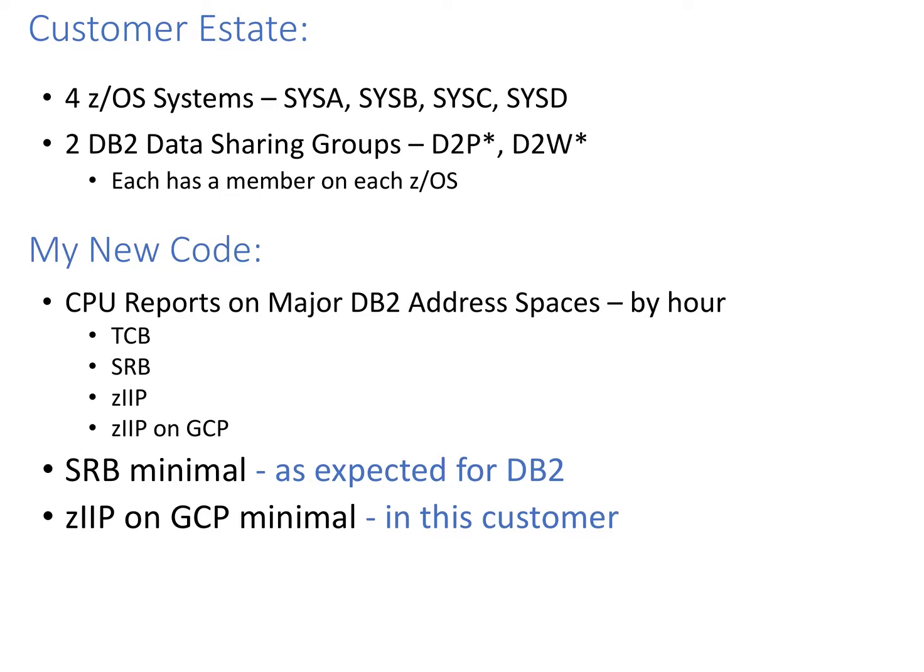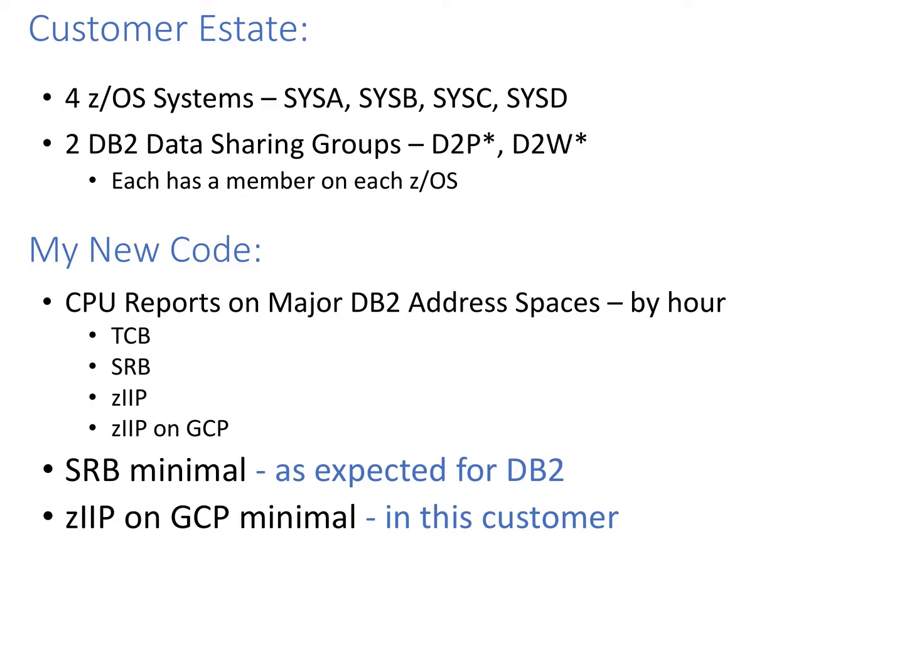And the 4 things I graph at present are TCB as a percent of an engine, SRB as a percent of an engine, zIIP on zIIP as a percent of an engine, and zIIP on GCP, or overspill, as a percent of an engine. Now, I mentioned SRB and zIIP on GCP, but I don't intend to show you the graphs for those because they're both basically 0.